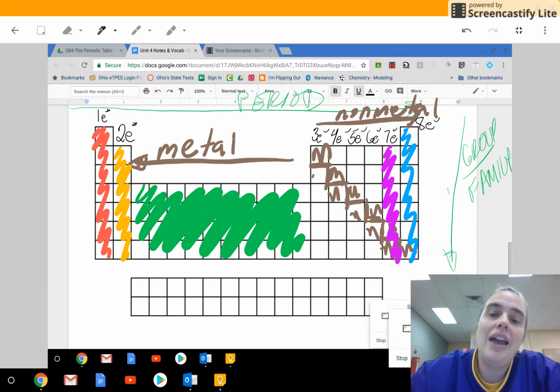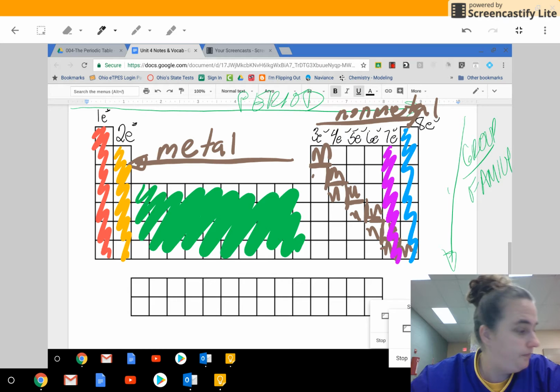Okay, so that is actually something that you might want to throw on your periodic table, the yellow one, because we will constantly be referring to that periodic table. Okay, enjoy the periodic table, guys.